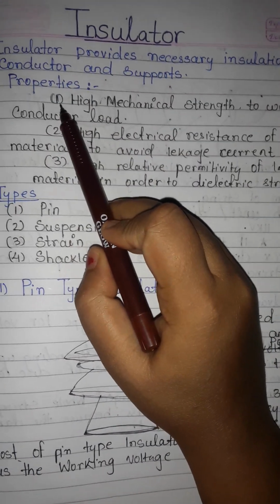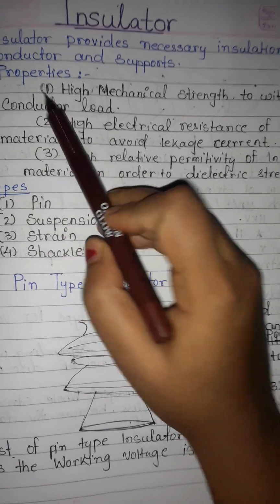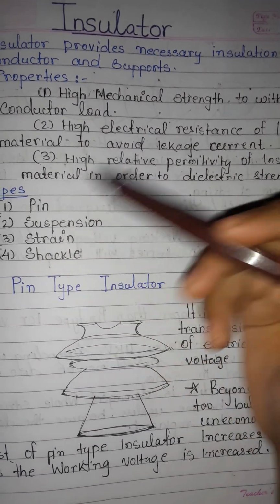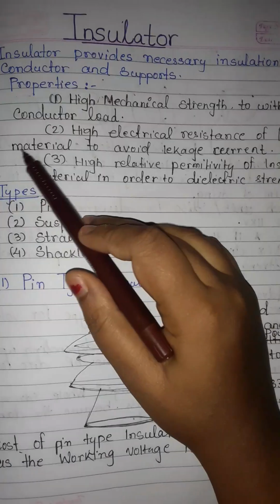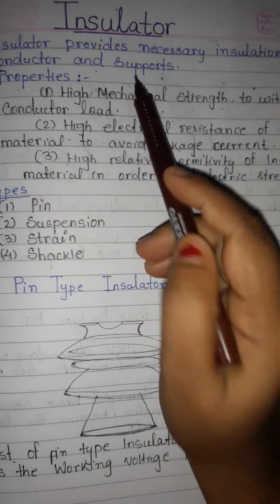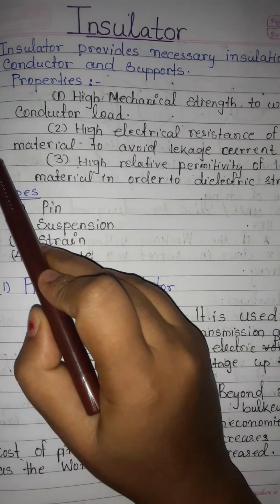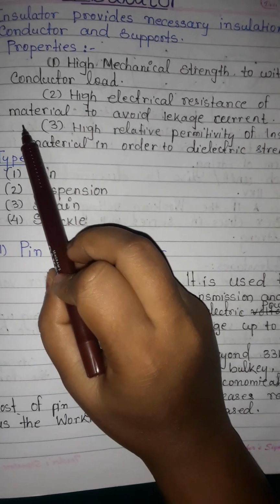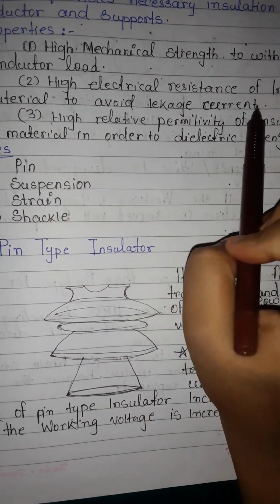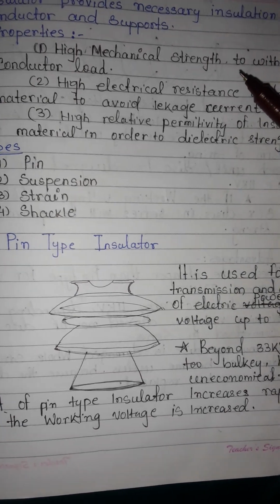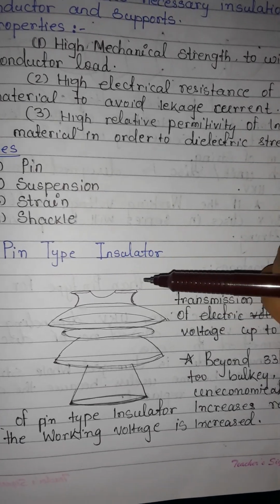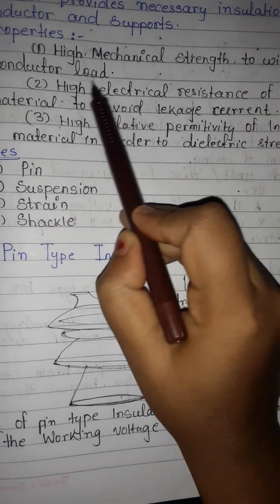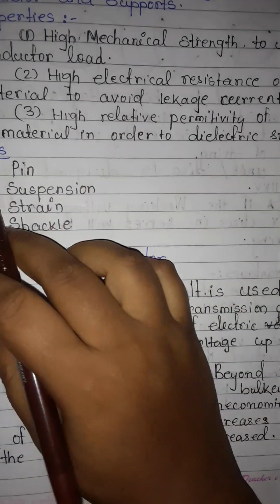As we are using insulators in our overhead lines, they have some properties. The first property is high mechanical strength to withstand the conductor load. Insulators should possess high mechanical strength to bear the load of the conductor. Second is the high electrical resistance of the insulator material to avoid leakage current. Sometimes we see that a leakage current flows from the conductor, so the insulator should possess this high electrical resistance property to avoid the leakage current from the conductor.